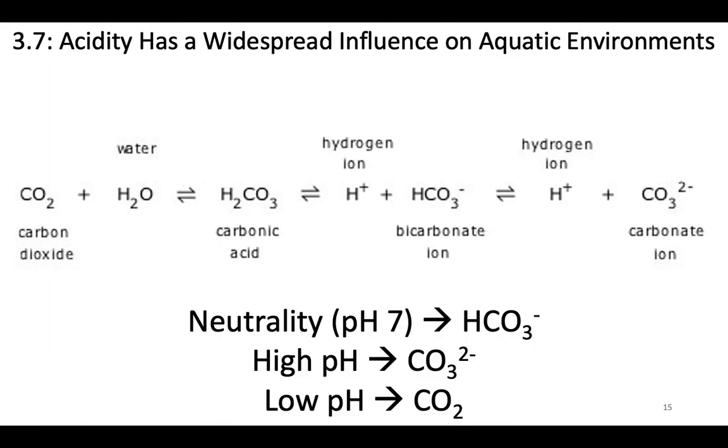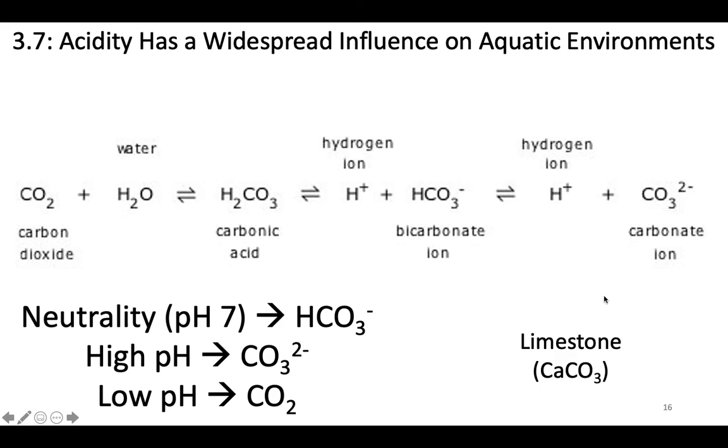Acidity is also going to have an influence on aquatic environments and the type of organisms that can live there. At neutrality, most of the carbon dioxide present in water is present as bicarbonate ions. At a high pH, more of the carbon dioxide is present as carbonate ions. And at a low pH, you have more carbon dioxide in the free carbon dioxide condition. And so this is going to affect how organisms utilize it in the environment.